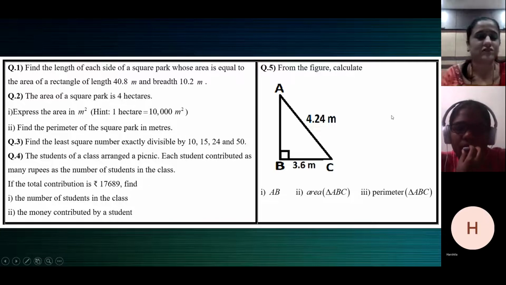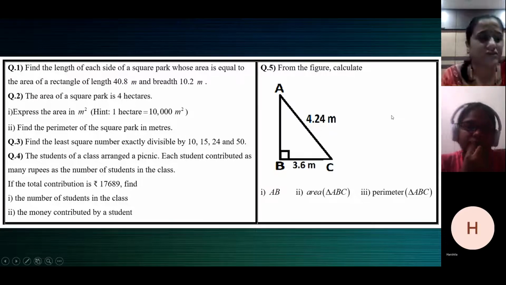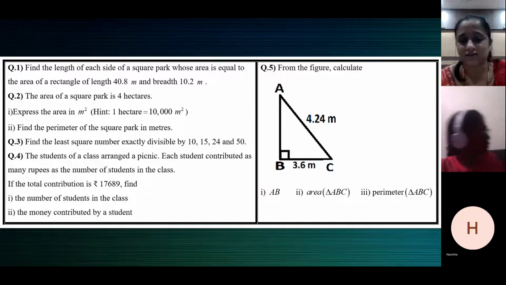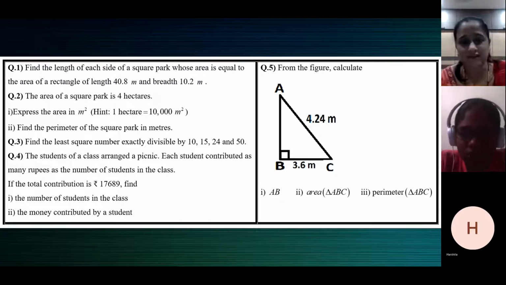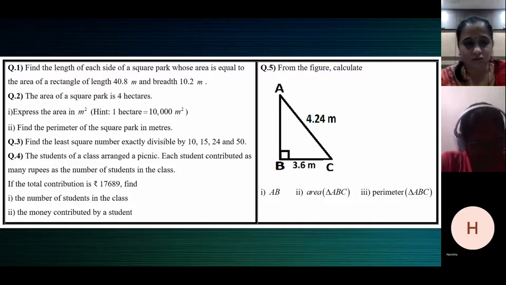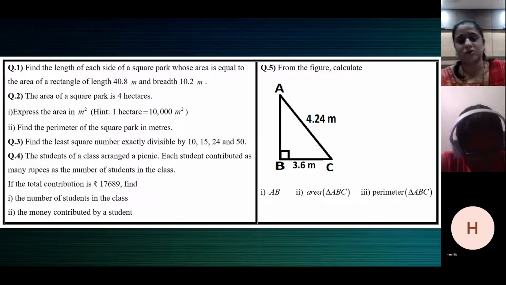Yes, we'll see the first answer. So the question is, find the length of each side of a square park whose area is equal to the area of a rectangle of length 40.8 meters and breadth 10.2 meters.